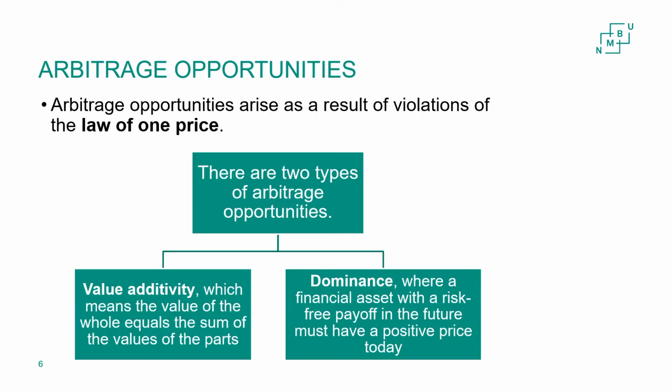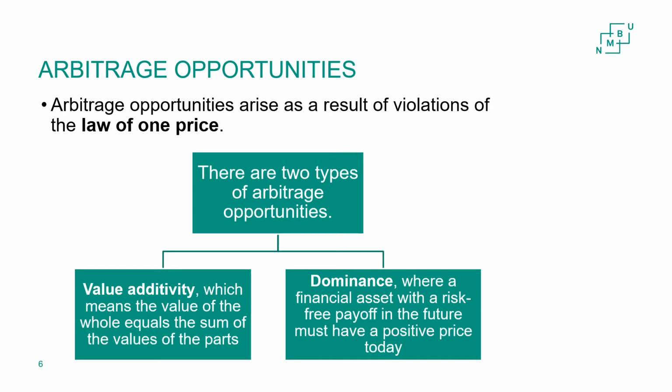Now we get to the law of one price. This means that if two assets have the same cash flow, they have to have the same price. Otherwise, you would buy the cheap one and sell the expensive one.